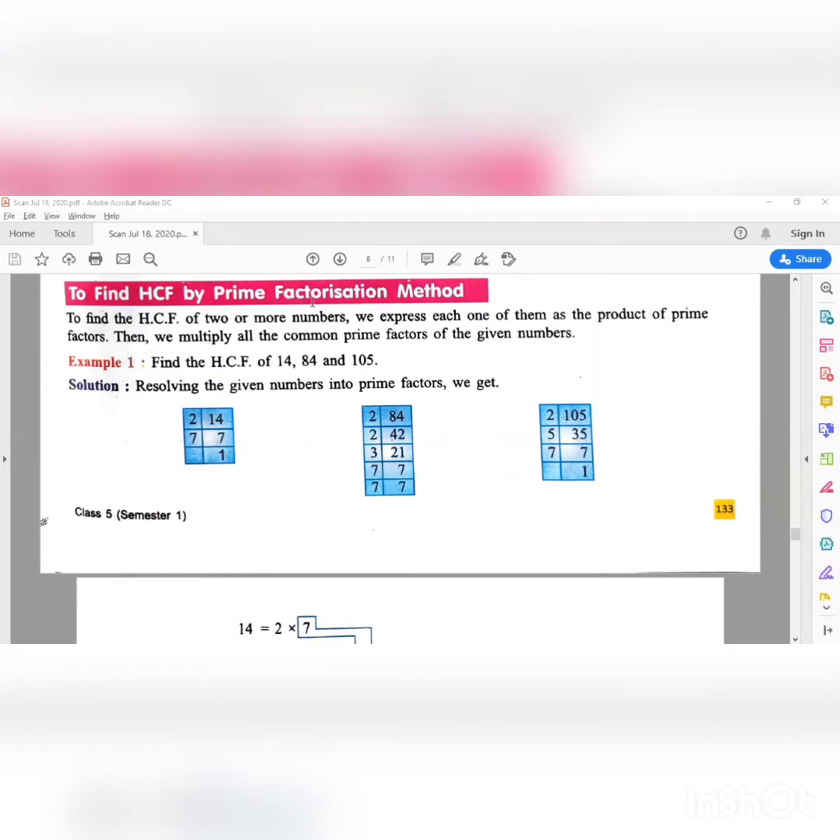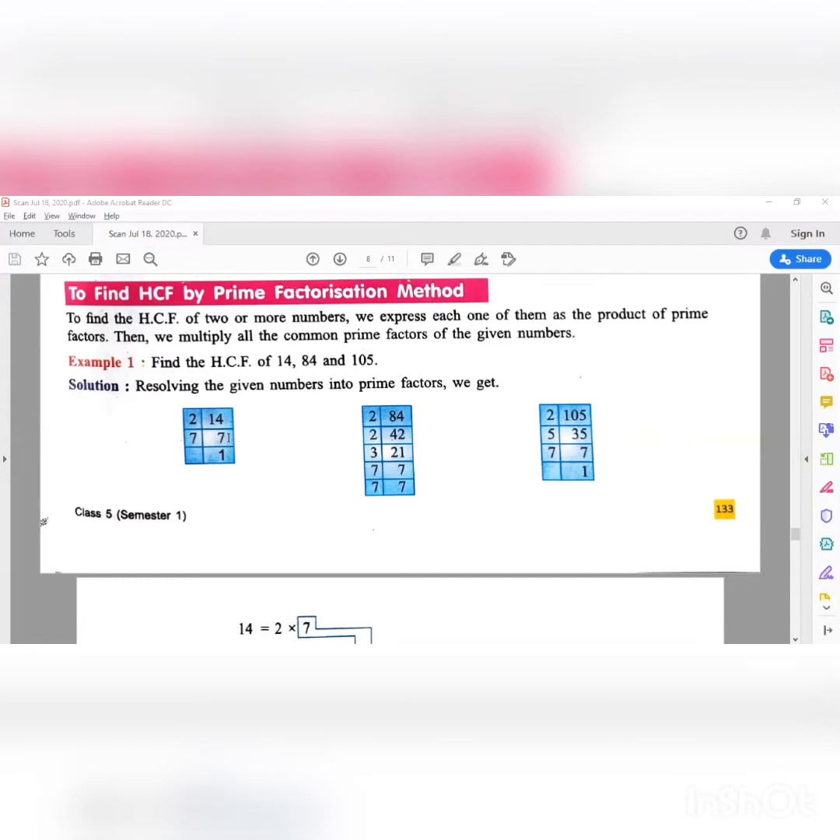So there are two steps to find the HCF by prime factorization method. First, we have to express the given numbers as the product of prime factors, and the second step is to multiply all the common prime factors of the given numbers. Now, the first example is: find the HCF of 14, 84 and 105. According to the first step, we have to find the prime factors of 14, 84 and 105.